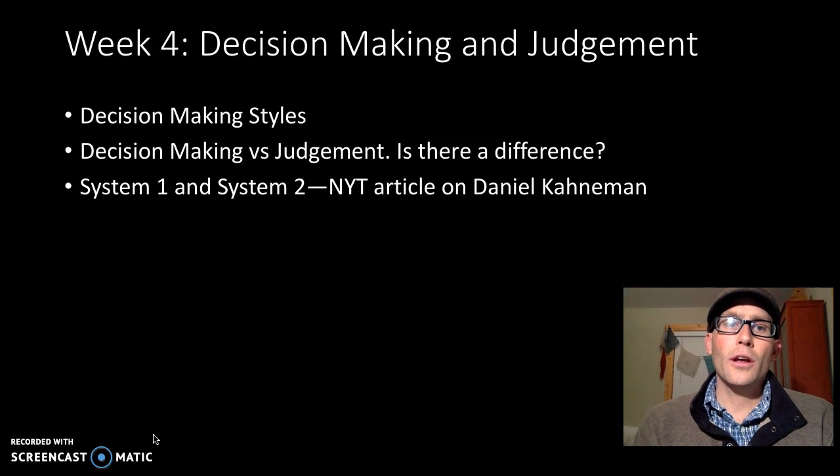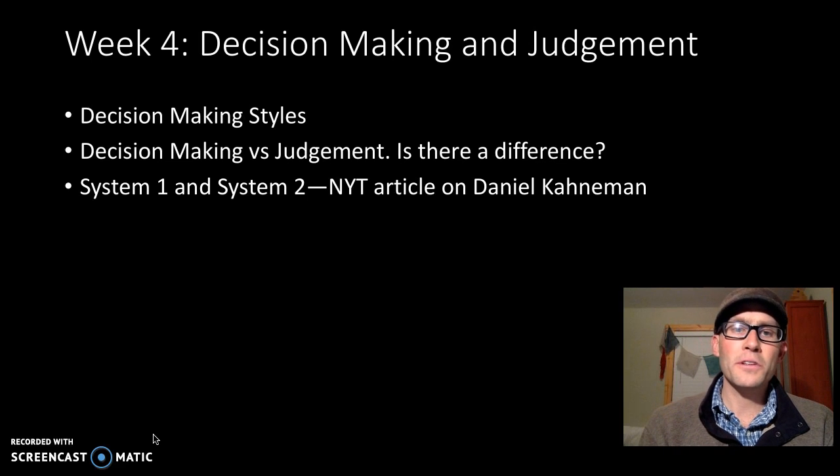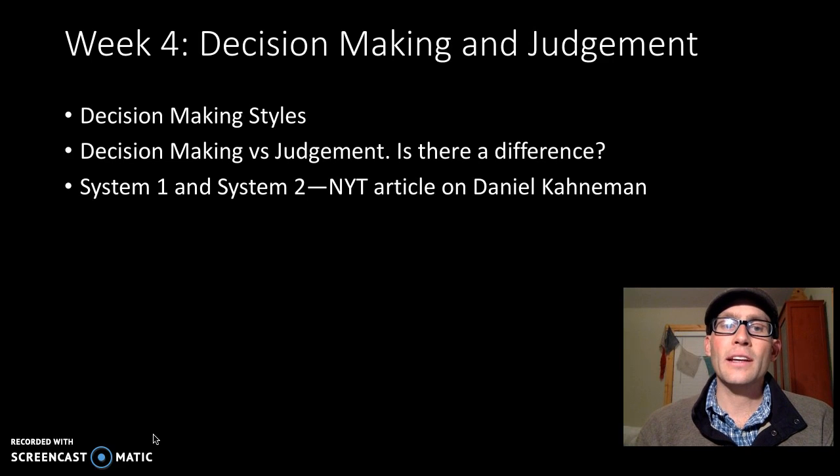So there's 3 discussions this week. They focus on decision-making styles, decision-making and judgment, and there's a great article from the New York Times that's a book review of this book called Thinking, Fast and Slow that talks about cognitive biases and different ways that our brain works and makes decisions. For those of you who took OUT 168 with me last week, you'll recognize the System 1 and System 2 cognitive biases, and we're going to unpack that a bit more this week.